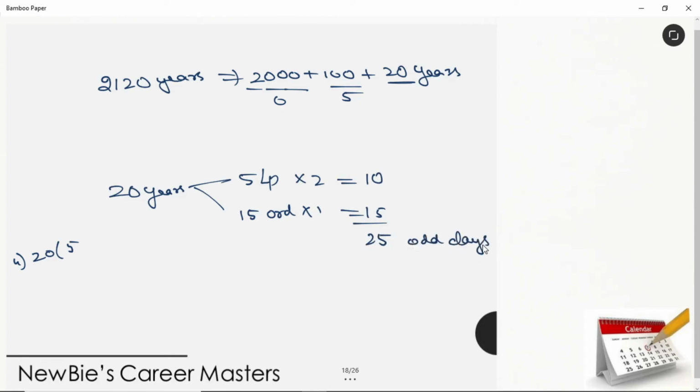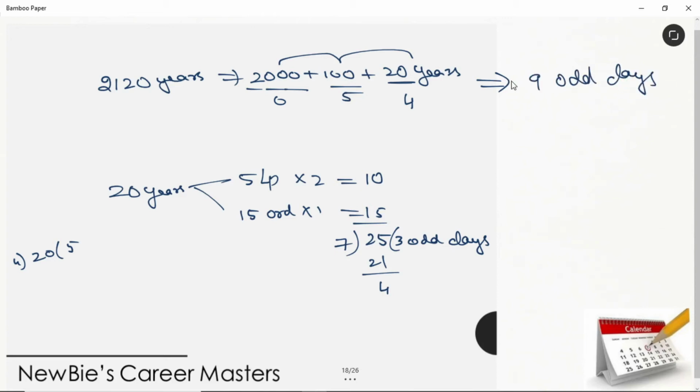Okay. Now 25 can't be odd days. So what do you have to do? Divide this by 7. 7 3s are 21. We get the remainder as 4. Yes, 4 odd days are valid. Correct? The meaning is 20 years have 4 odd days. Am I clear? What is the final step? See, add these: 0, 5 plus 4, that is 9 odd days.